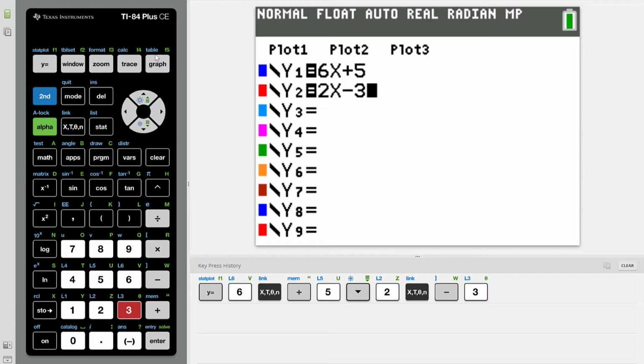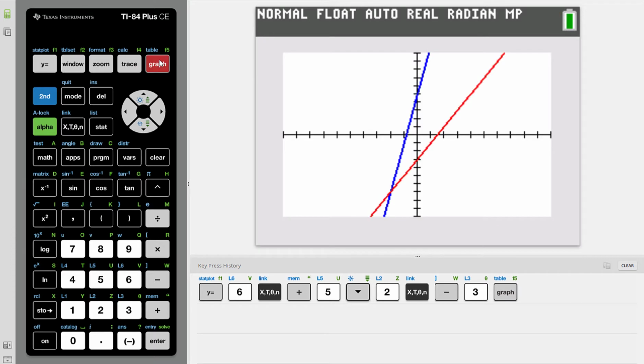In order to graph, we're going to hit the graph button, which is at the upper right-hand corner of your graphing calculator. Press graph. Here we have a coordinate plane where the tick marks for the x-axis extend from -10 to 10 by a scale of 1, and the tick marks for the y-axis extend from -10 to 10 by a scale of 1. The graph displays two lines that intersect in the third quadrant.